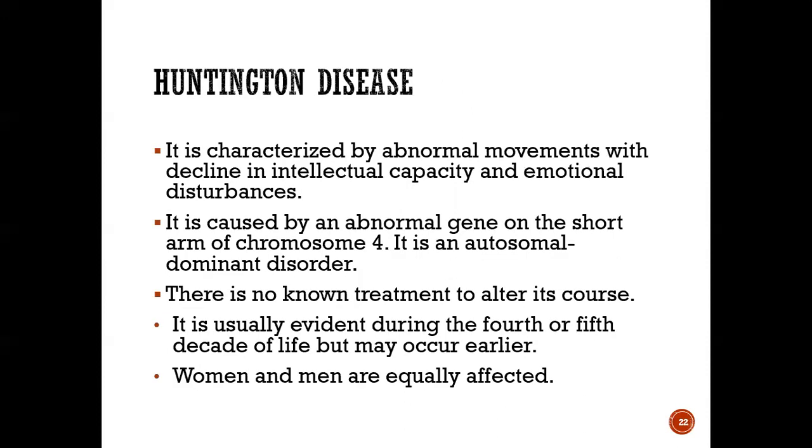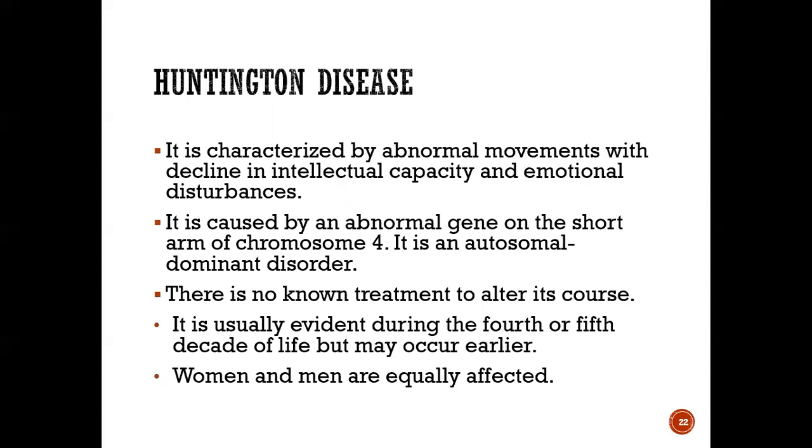Huntington disease is characterized by abnormal movements with a decline in intellectual capacity and emotional disturbance. This is what makes Huntington so different. It is caused by an abnormal gene on the short arm of chromosome 4. It is autosomal dominant. That means 50% of offspring can be affected by Huntington's disease.